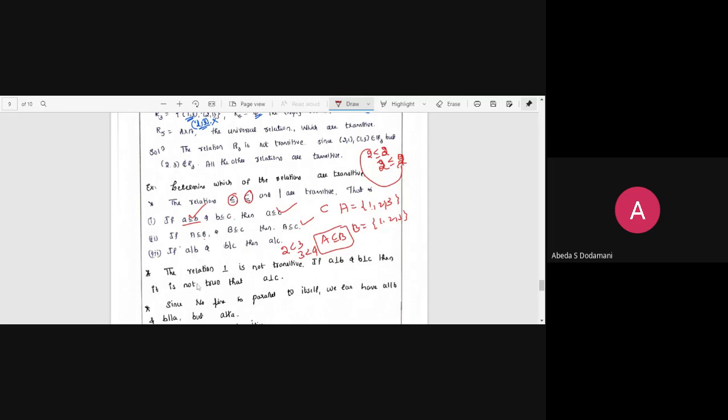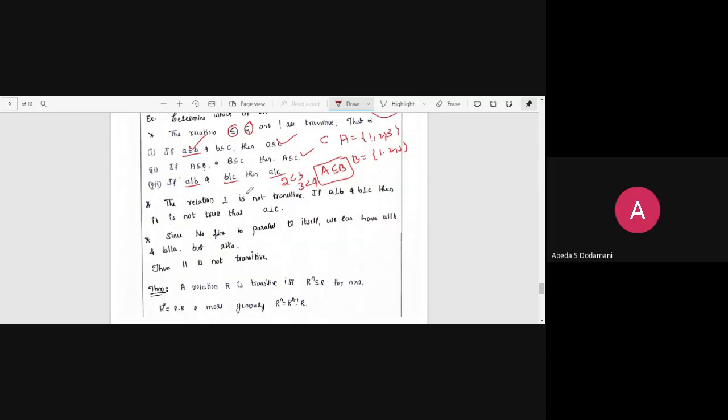Okay, now clearly one more example you see: if A divides B and B divides C, so A divides C, is it true? Is it true or not? If 2 divides 4, and 4 divides 8, so 2 must divide 8, right? Are you following? Yes, ma'am. Yes, ma'am. So like that. Okay.